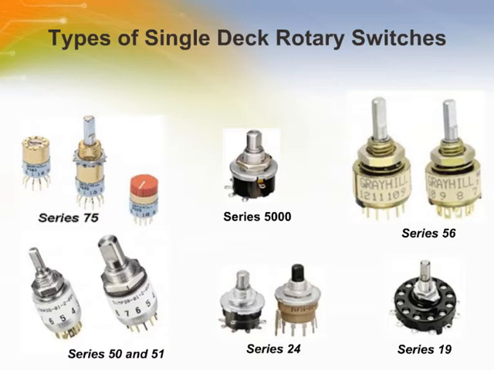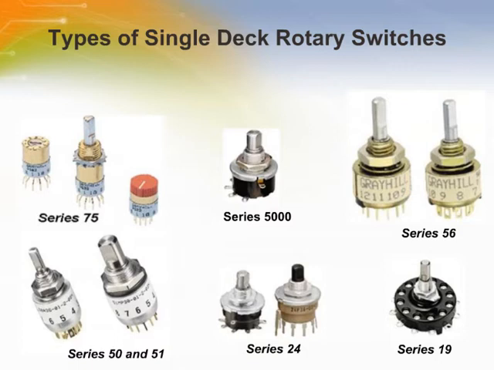Grayhill has a full line of single-deck rotary switches. They are Series 75, Series 50, 51, 56, 5000, 24, and 19. The Series 75 is our smallest rotary switch, with a life rating of 10,000 cycles at 200 milliamps. Applications include military, telecom, and power transmission equipment.